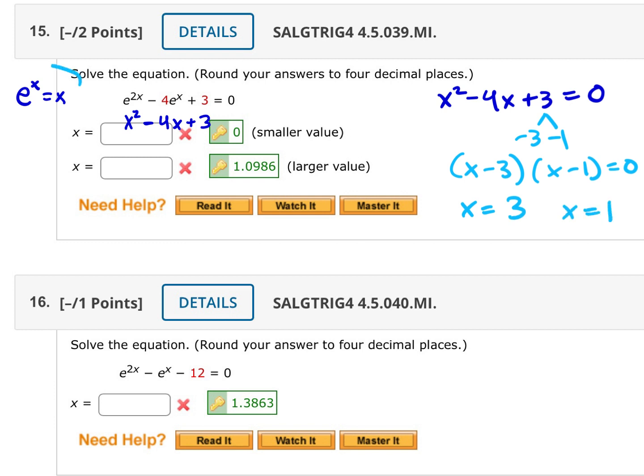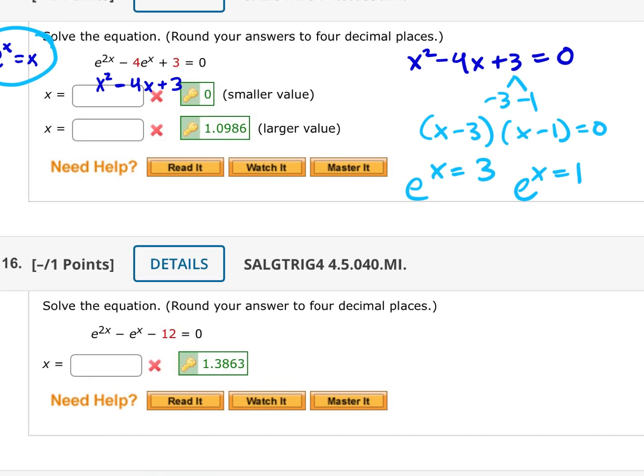Now we changed e to the power of x just to look like x. So I'm going to change it back. So you have e to the power of x and e to the power of x. So e to the power of x equals 3 and e to the power of x equals 1. Now if I had e to the power of x is equal to 3, what would we do to solve this?